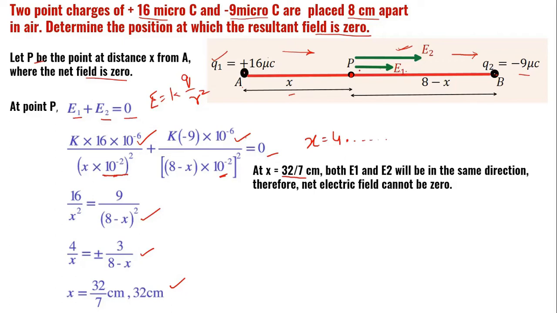Now, in between A and B, if we have a point P where the electric field is to be 0, it can never be 0. Why? Because E1 and E2 in between A and B will always be pointing in the same direction. So this particular situation we have to neglect, where the net electric field can never become 0 in between A and B. Now, next, how can we find the other point?